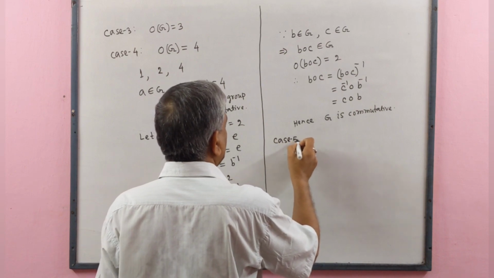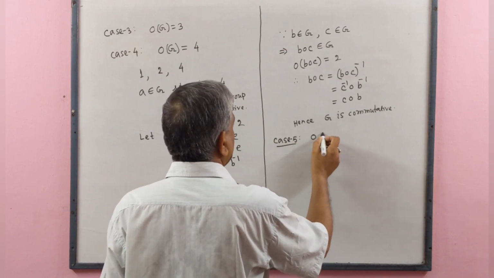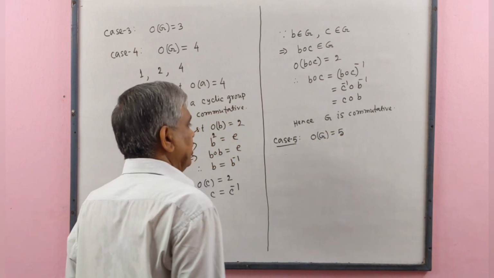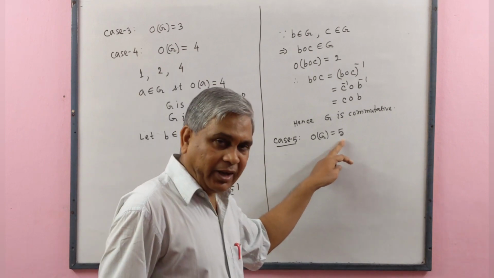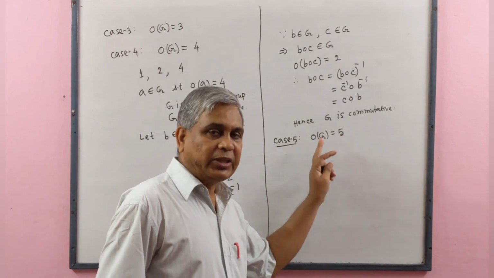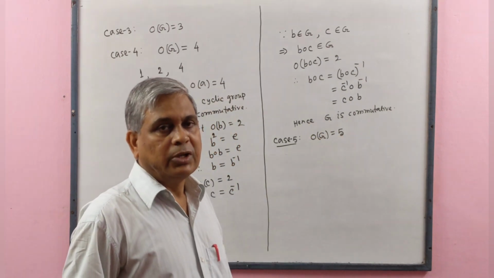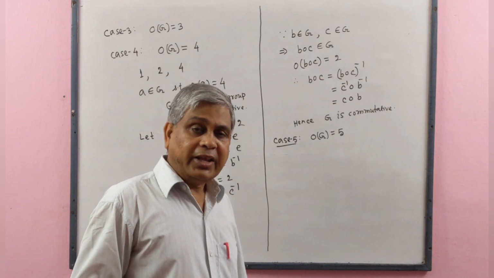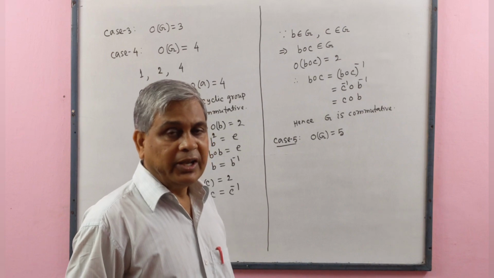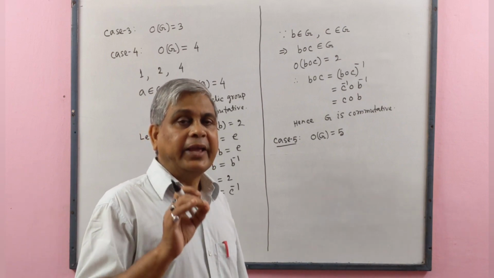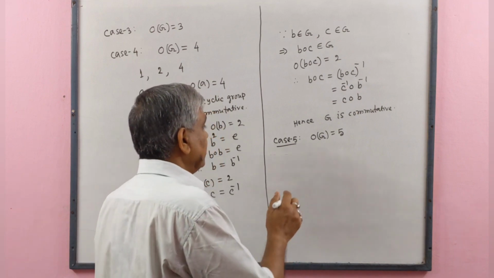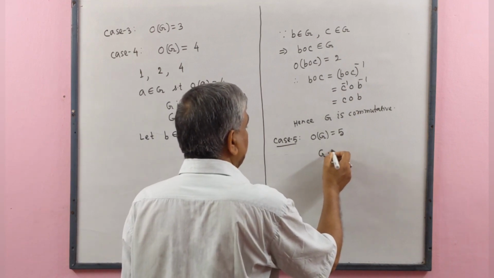Case 5. Let order of the group is 5 and 5 is a prime number. Therefore, order of group is a prime number. We know that every group whose order is a prime number, that group is a cyclic group. And also we know that every cyclic group is a commutative group. Therefore, G is a commutative group.